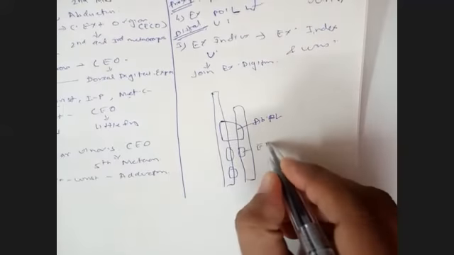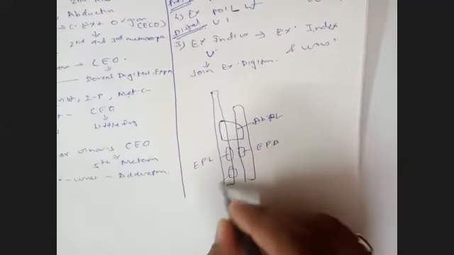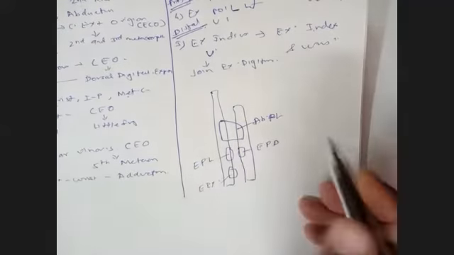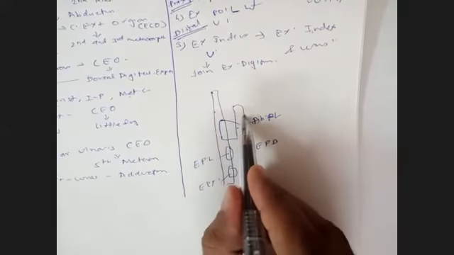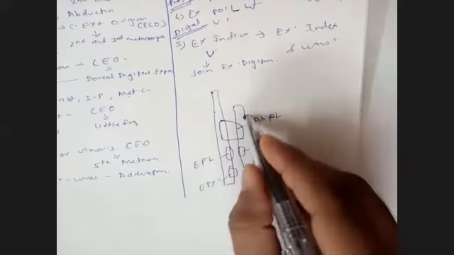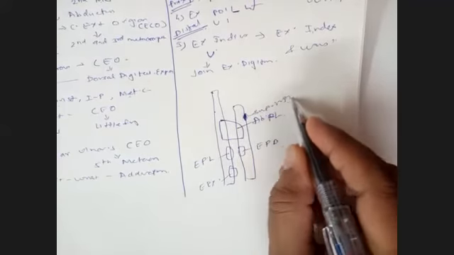This is extensor pollicis brevis. This is extensor pollicis longus, and this is extensor indicis. Okay, and the supinator, it comes here from behind and gets inserted here. So the supinator insertion is on the lateral surface of the radius.